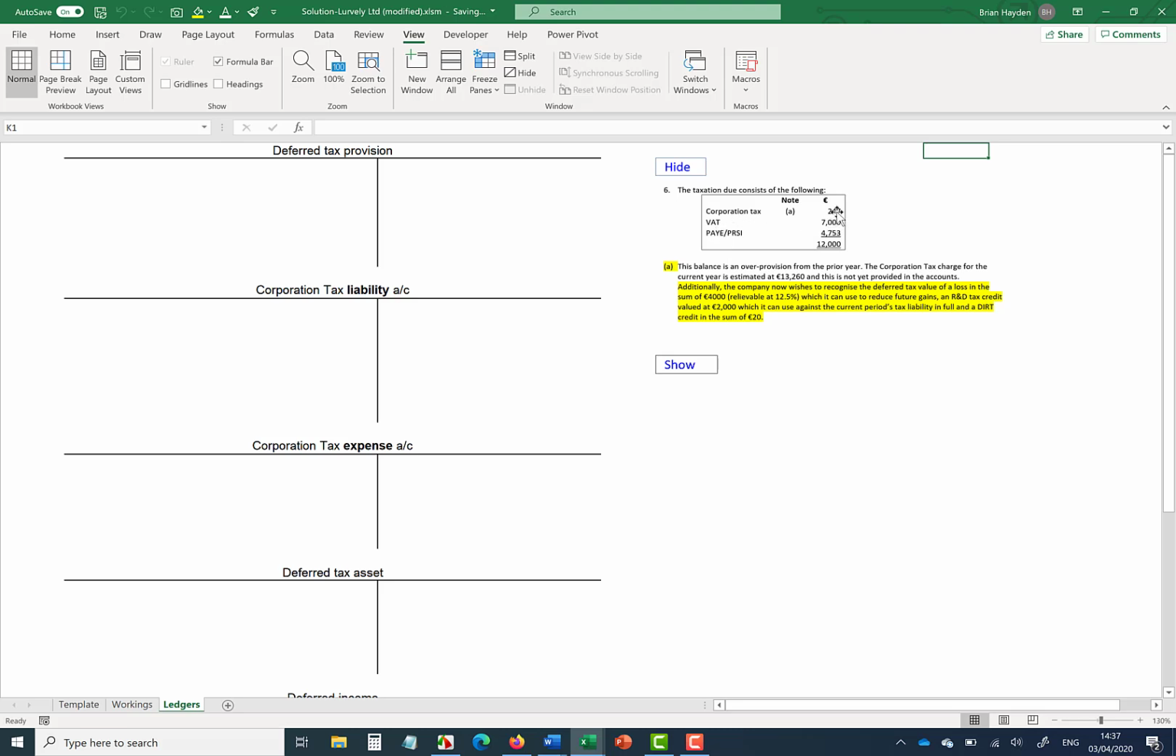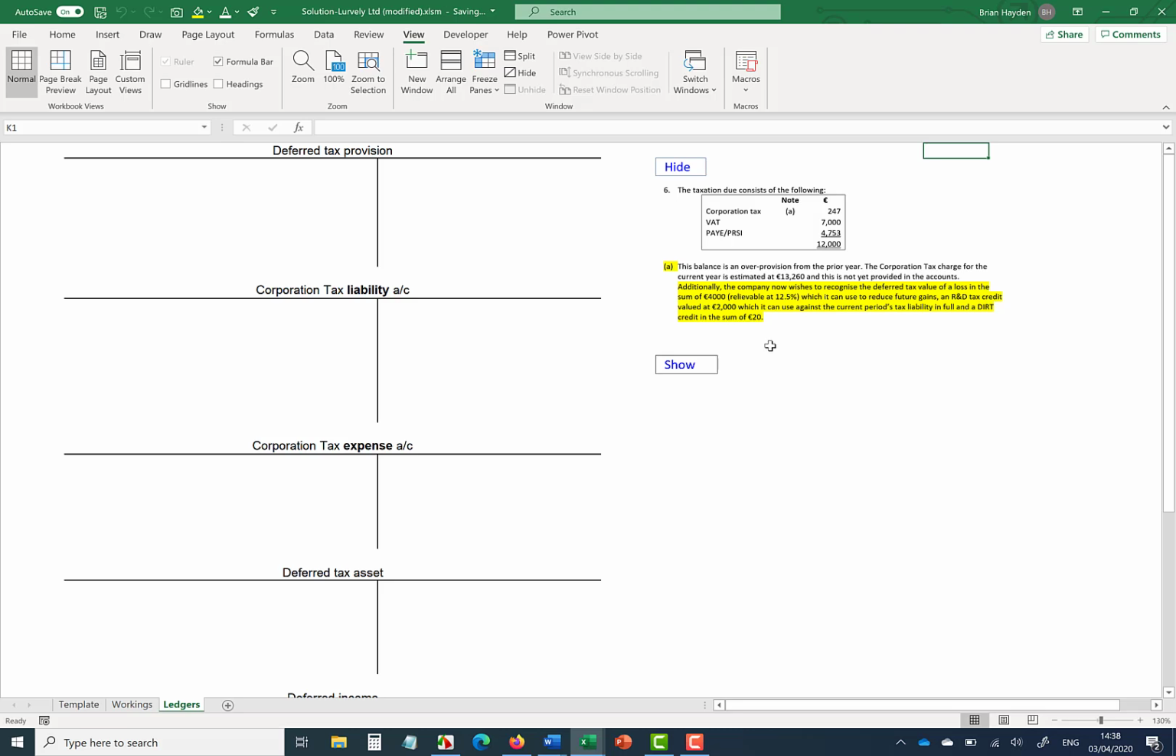So we've got a corporate tax liability account of 247, which is an over provision from the prior year, and the corporation tax charge for the year is estimated at 13,260, not yet provided in the accounts. And then some new material: the company now wishes to recognise the deferred tax value of a loss of 4,000, which we've seen in the earlier workings, which it can use to reduce future gains. An R&D tax credit value of 2,000. We need to deal with that, and it can use that against the current period's tax liability in full, and a DIRT credit in the sum of 20 euros. So again, we've seen DIRT credits previously.